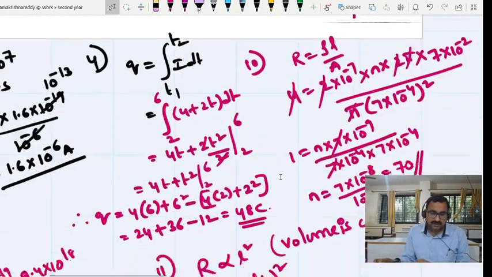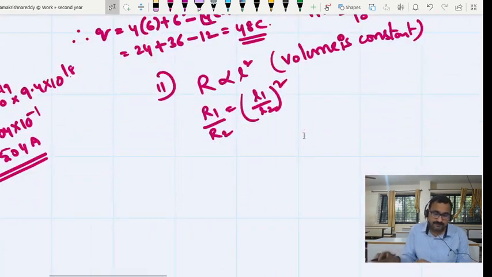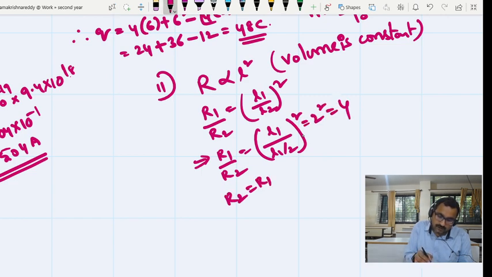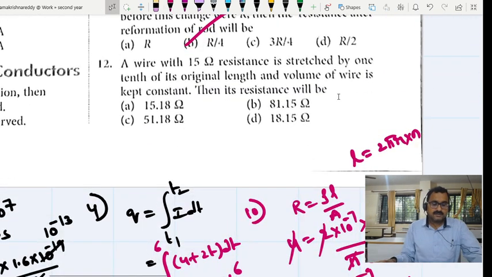Therefore, R1 by R2 is equal to L1 by L2 whole square. How much have they given? Cylindrical rod is reformed to half of its original length. Means R1 by R2 equal to L1 divided by L1 by 2 whole square. That is 2 whole square, 4 only. Therefore, R2 equal to R1 by 4. R1 means R they given in the problem. So the answer you are getting is R by 4. Next, 12th question.